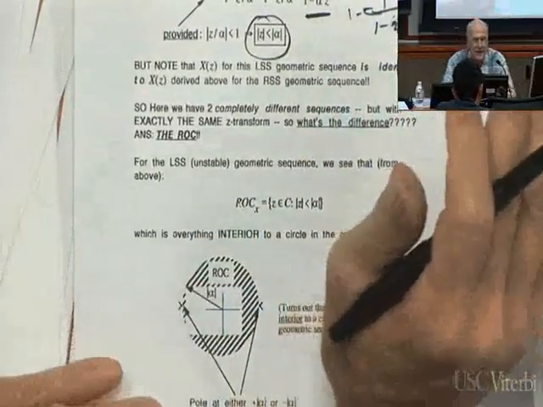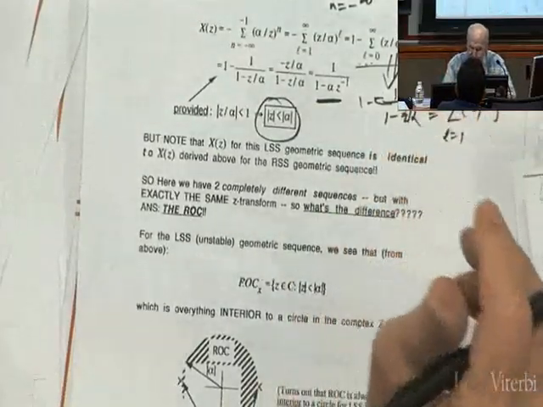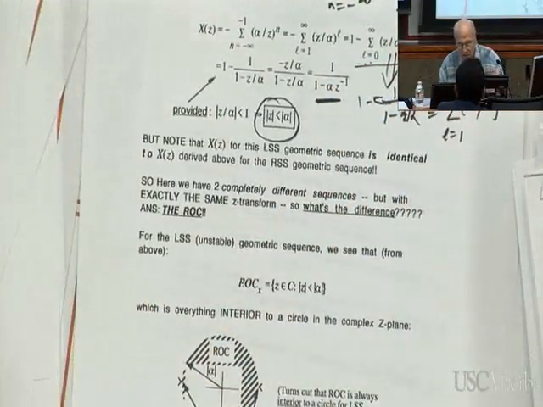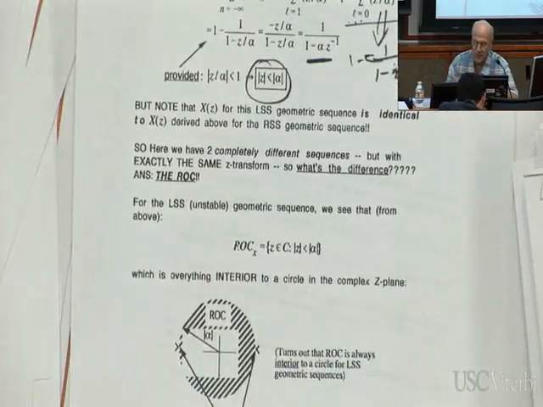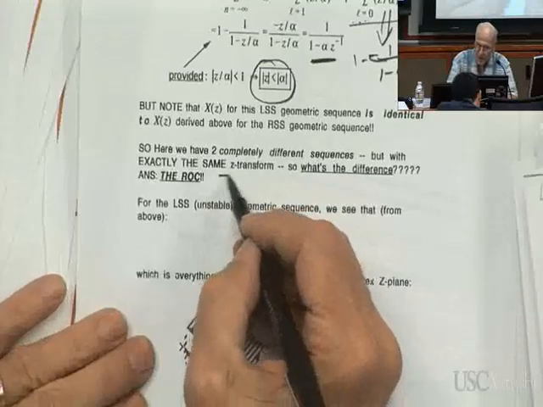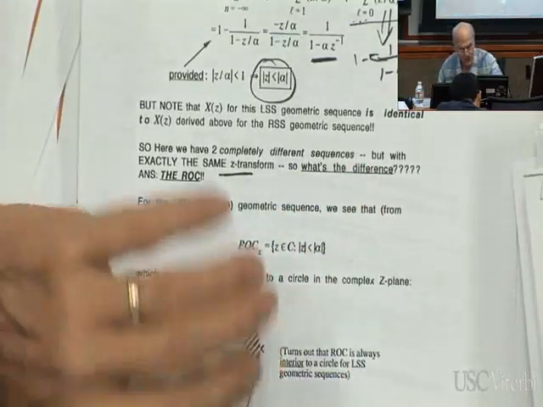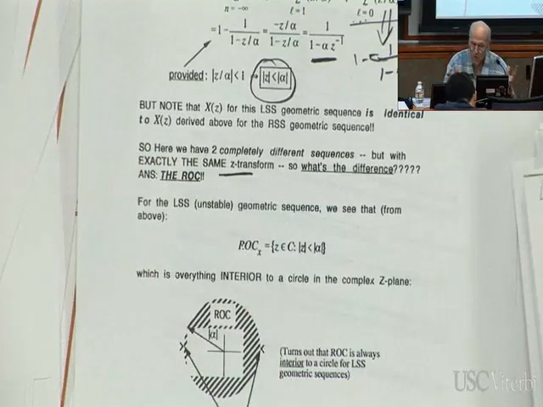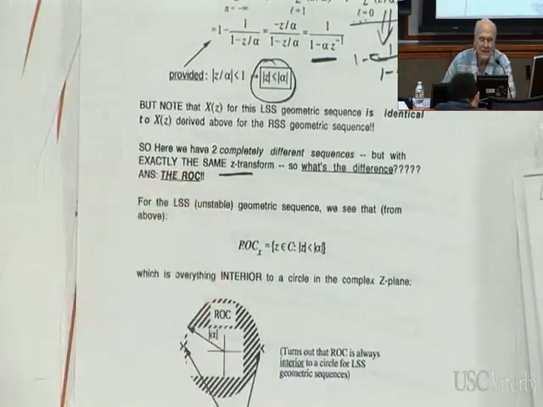Okay. So is the region of convergence important? You bet. It defines what the sequence is. Without the region of convergence, the z-transform is not unique. Two different sequences give you the same z-transform. What distinguishes the two is the region of convergence. So the fact that the z-transform admits more sequences, much more than the DTFT, that's the good news.